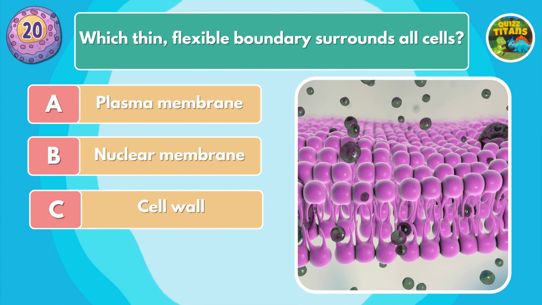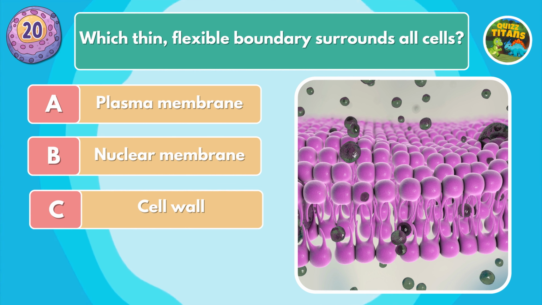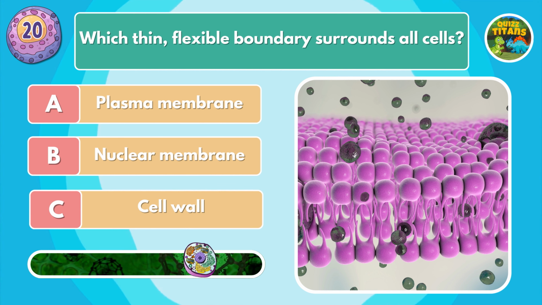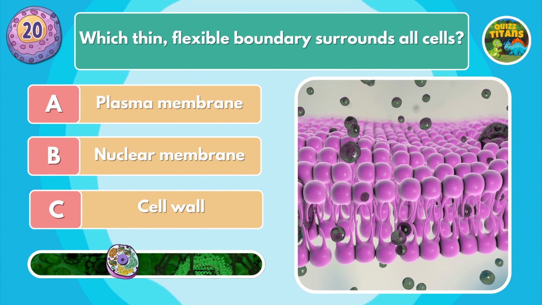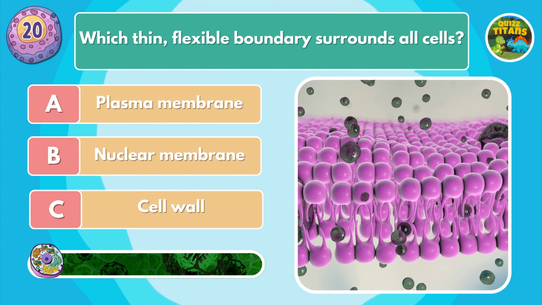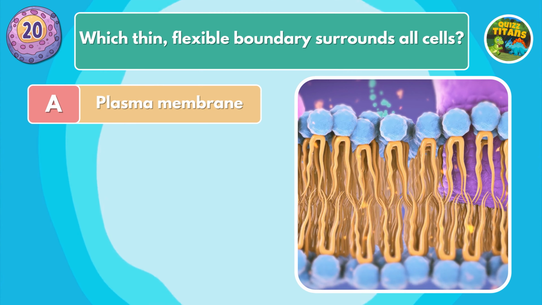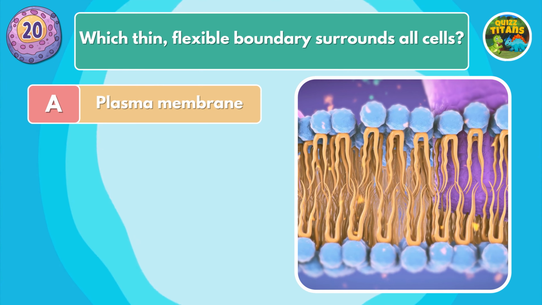Every cell needs protection. But what's that thin, flexible boundary holding it all together? It's the plasma membrane. It lets food and oxygen in and keeps the cells safe.